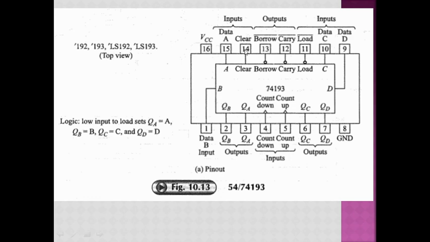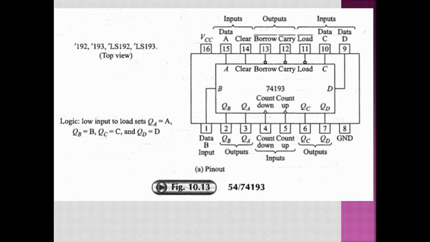What does this mean? Clear. Clear has no bubble, nothing is there. It means that when you activate this clear input, or when the clear input goes high, irrespective of all other controls, all outputs are going to be cleared. That means 0, 0, 0, 0. QD is going to be 0, QC is going to be 0, QB is going to be 0, and QA is going to be 0. So that means the flip-flops are reset. That is the usefulness of this clear input.